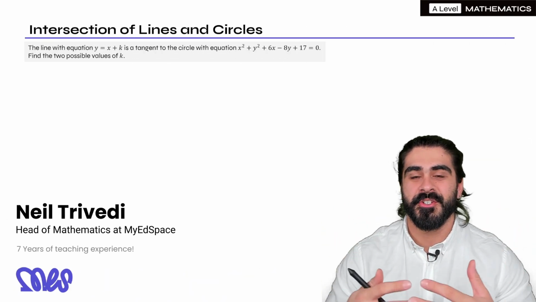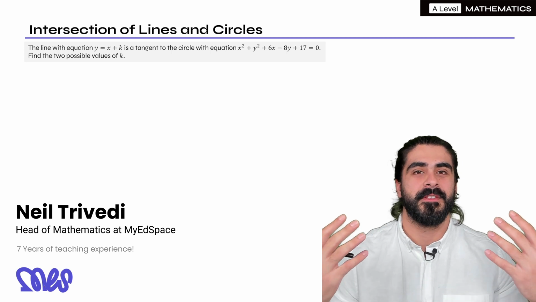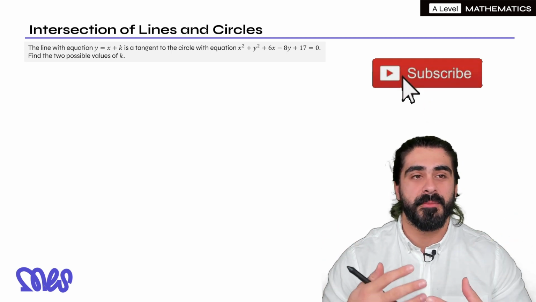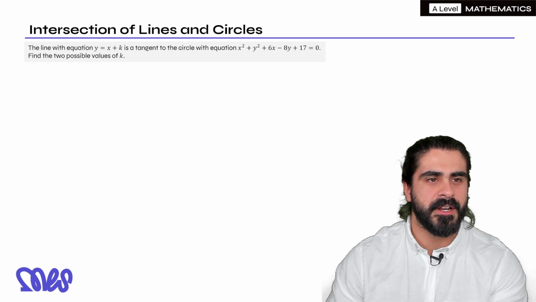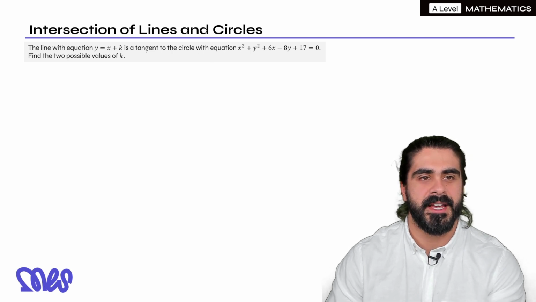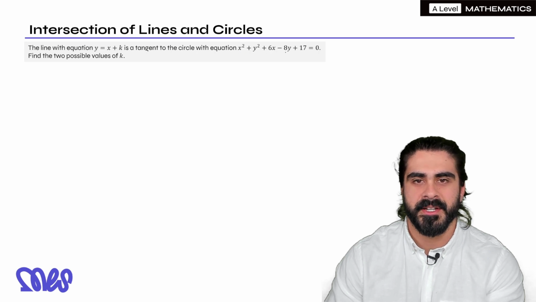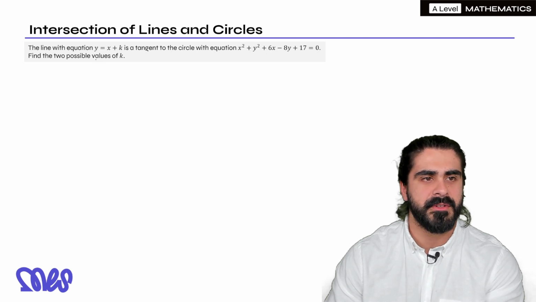Today we're going to look at tangents and normals, so let's get right into it. The first thing I want to look at is one example of intersections of lines and circles. So here we go. The line with equation y equals x plus k is a tangent to the circle with equation x squared plus y squared plus 6x minus 8y plus 17 is 0. Find two possible values of k.